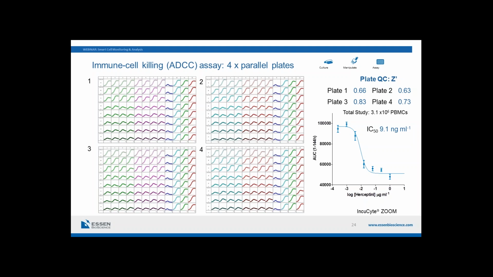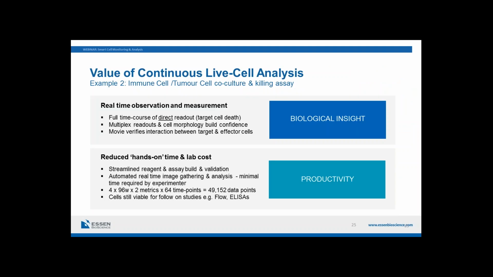And I just show you one representative concentration response curve here for Herceptin to illustrate how this approach can be turned at scale into robust quantitative pharmacology. Okay, and so just reflect on that example too. So really similar high-level messages of the value of the approach, biological insight, and enhanced productivity.